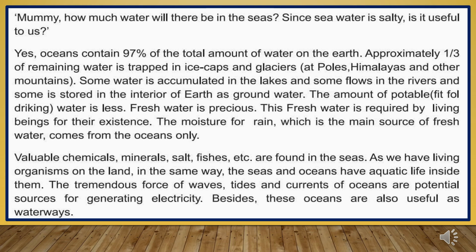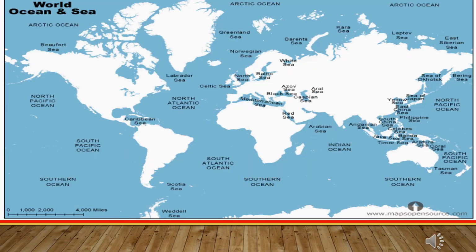Valuable chemicals, minerals, salt, fishes, etc. are found in the seas. As we have living organisms on the land, in the same way, the seas and the oceans have aquatic life inside them. The tremendous force of waves, tides, and the currents of oceans are potential sources of generating electricity. Besides, these oceans are also useful as waterways for traveling through water. This world outline represents oceans and seas of the world.